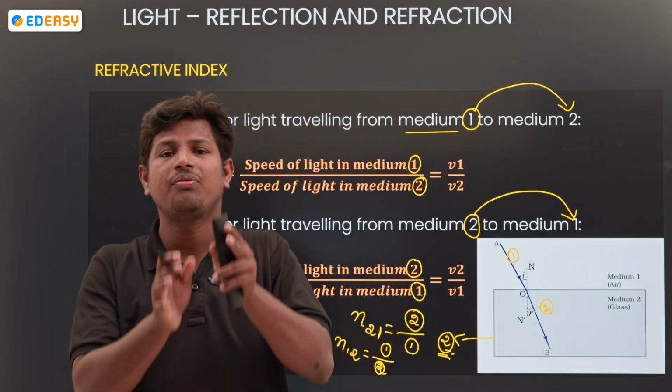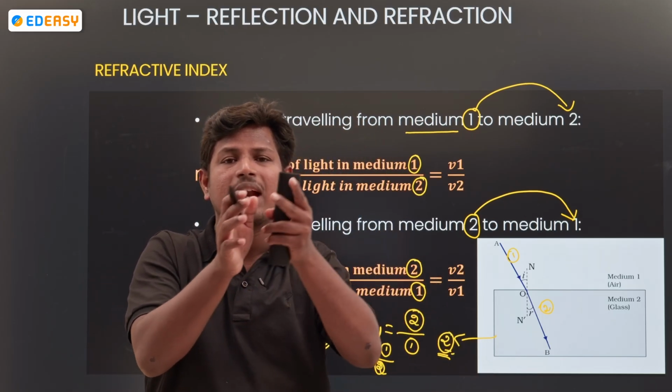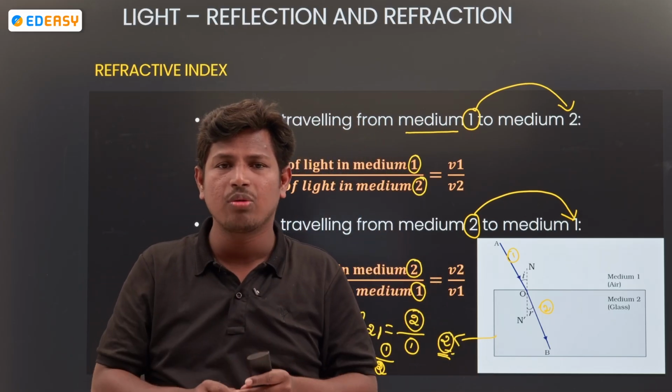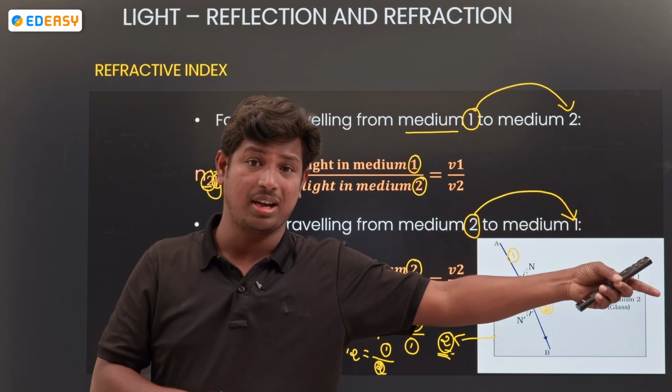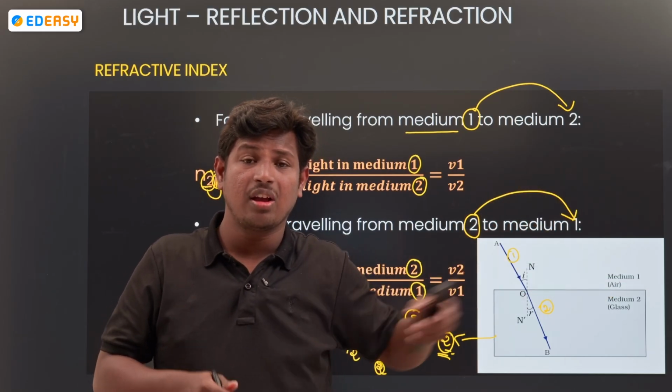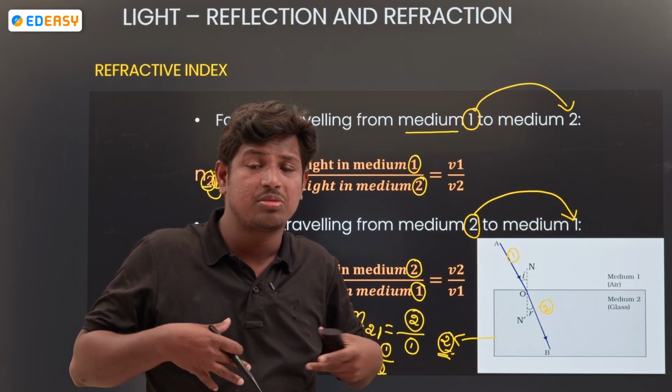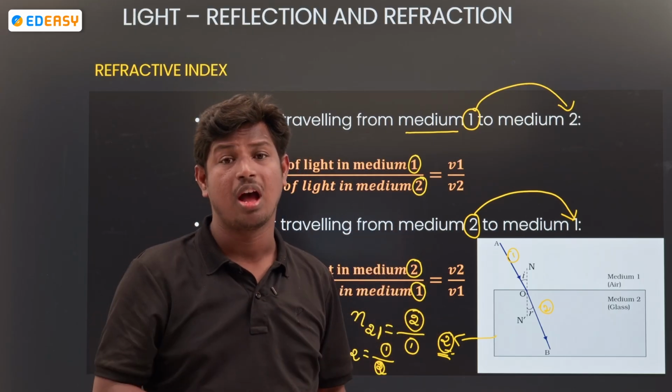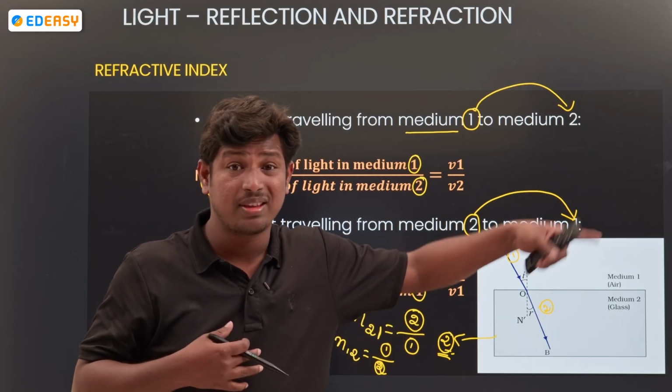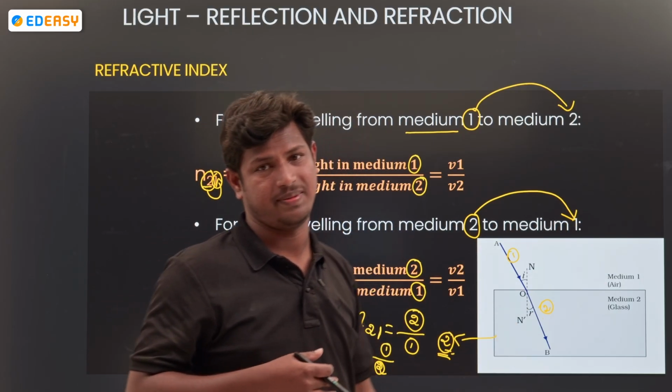So if you want to calculate the refractive index of any material, what do we have to do? Compare with another material. I am saying that my marks are more. How should I know? I compare with others, right? So here also it is the same thing.